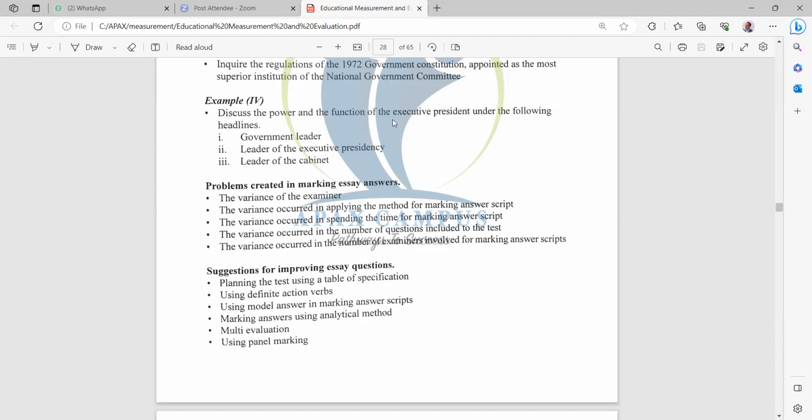Using definite action verbs, we should use definite action verbs. If you really want them to write, give the word write, not discuss, not inquire. We want them to write something, so get them to write something.